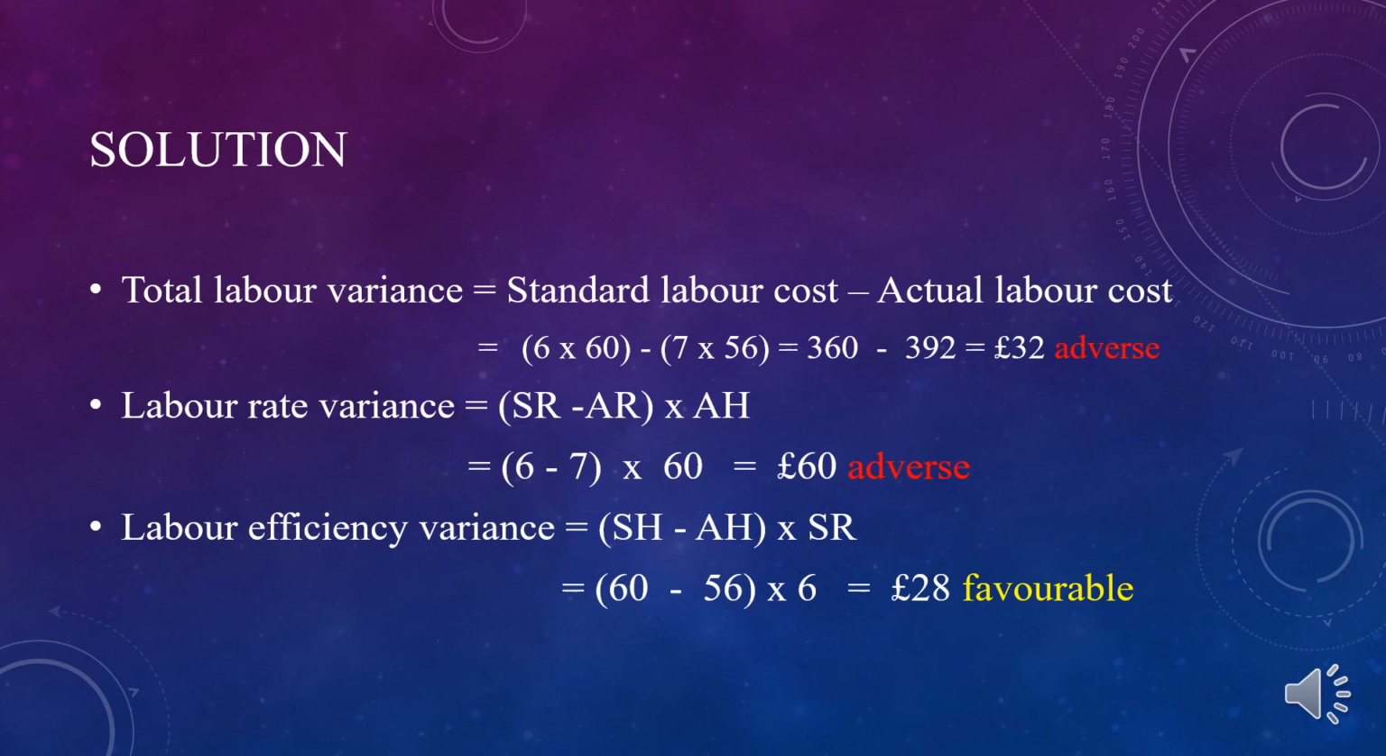Then the labour efficiency variance, get the difference of the standard hours and the actual hours, multiply it with the standard rate. So 60 hours and 56 hours, get the difference, multiply it with the £7. You will get a variance of £28 favourable. £60 adverse and £28 favourable gives a net £32 adverse, which is the same as the total variance calculated above.